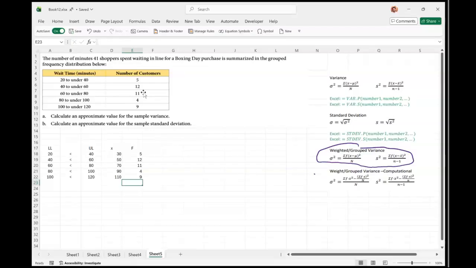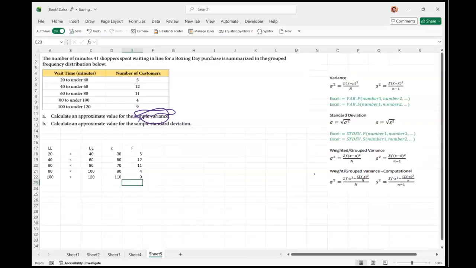Now, is it a sample? So given in a group frequency distribution, calculate the approximate value for the sample variation. So it is saying the sample variation, so I will use this formula for sample. Okay. So now here, first of all, I have to multiply frequency with the x minus x bar.